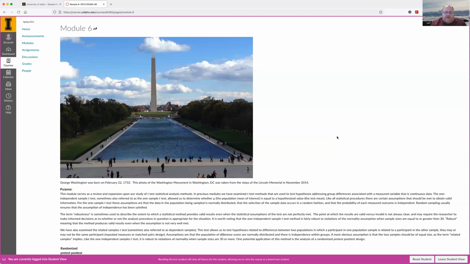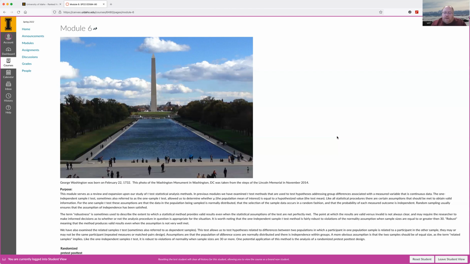We've also examined the related samples t-test, sometimes also referred to as dependent samples. This test allows us to test hypotheses related to differences between two populations in which a participant in one sample is related to a participant in the other sample. They may or may not be the same participant. Repeated measures or matched paired design. Assumptions are that the population of difference scores are normally distributed and there is independence within groups. A more obvious assumption is that the two samples should be of equal size, as the term related samples implies.